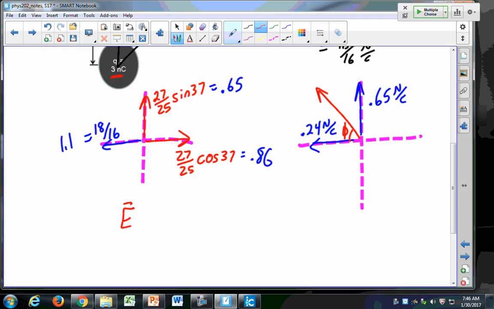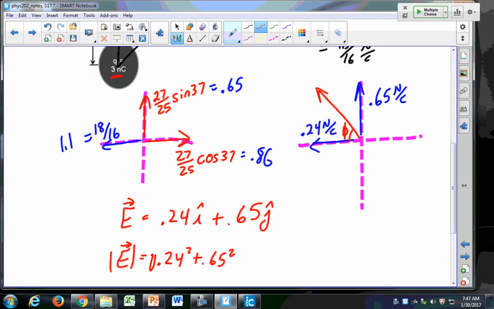So the electric field vector is 0.24i plus 0.65j. But the magnitude of that electric field, and some of you did that, by the way, for the pre-exam. That's okay. I should have been more clear. I really want to know the magnitude and direction. 0.24 squared plus 0.65 squared. That's 0.69. So that's my magnitude.